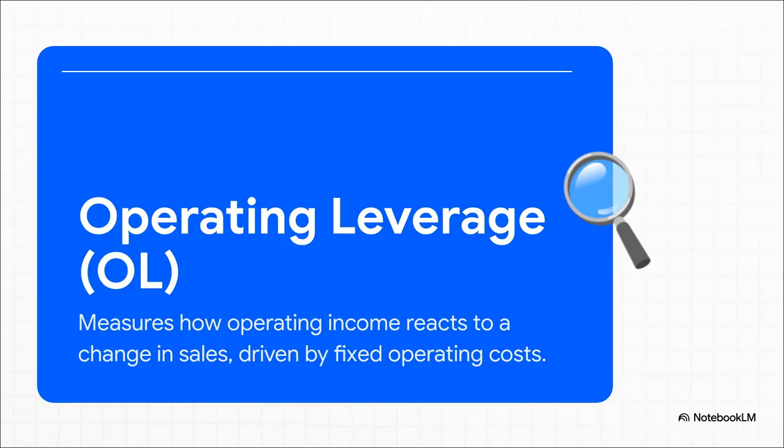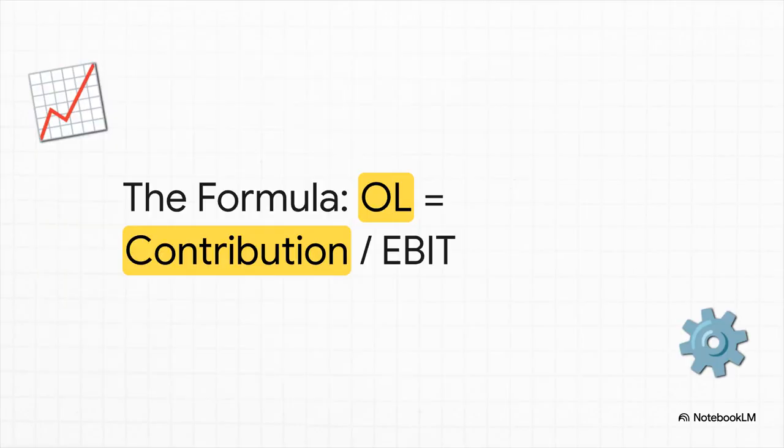First up is operating leverage. The best way to think about this is like a magnifying glass for your company's operations. It shows you how a tiny change in your sales gets amplified into a much bigger change in your operating profit. And what's doing the amplifying? It's all those fixed operating costs, things like rent and salaries that stay the same no matter how much you sell. And here's the formula itself, nice and clean. Operating leverage equals your contribution divided by your EBIT, or earnings before interest and taxes. And just as a quick reminder, contribution is just your sales minus all your variable costs. This ratio, this is key number 1.